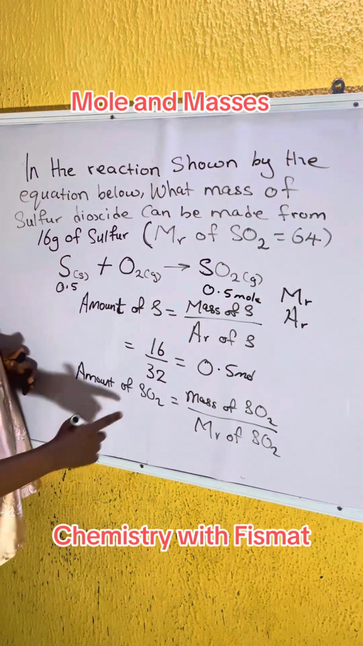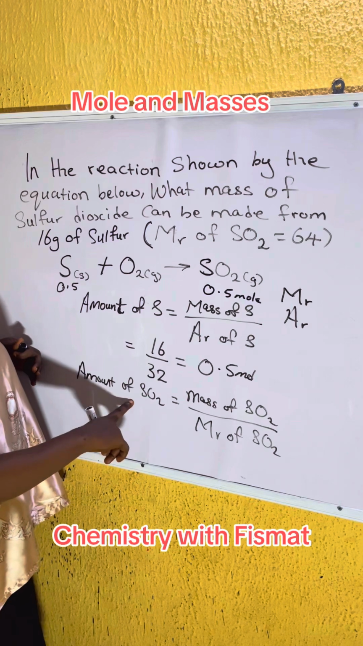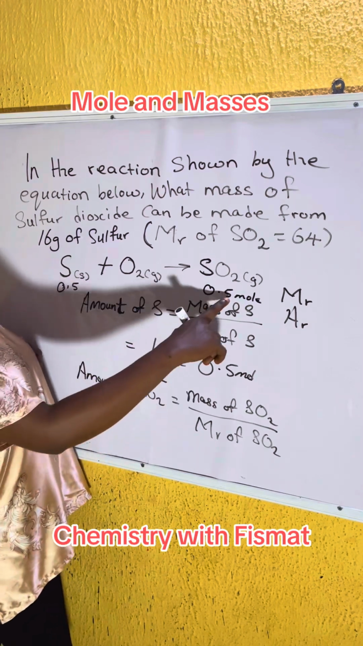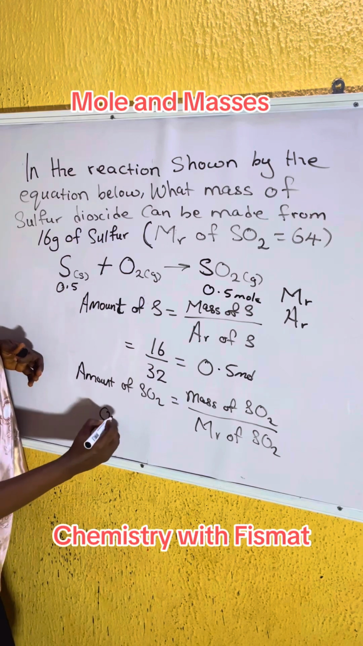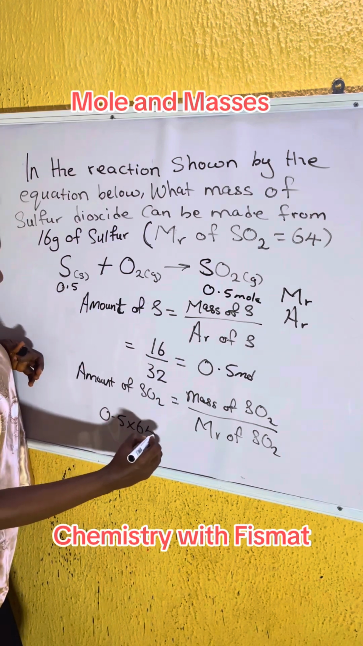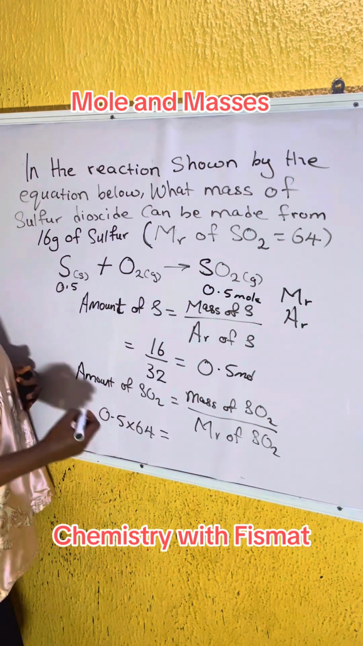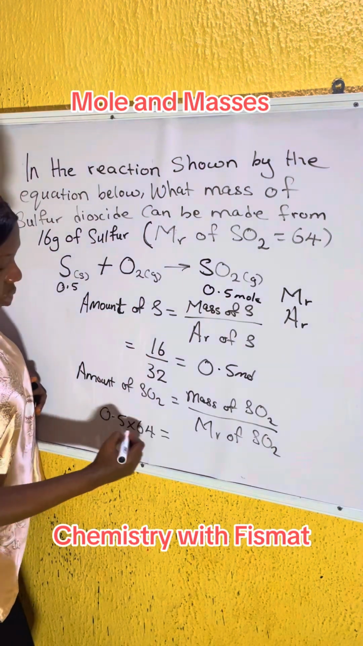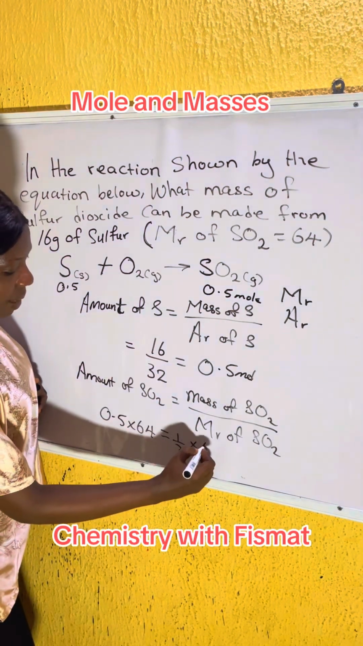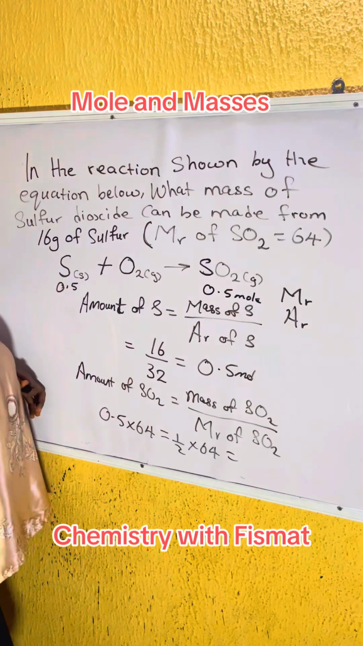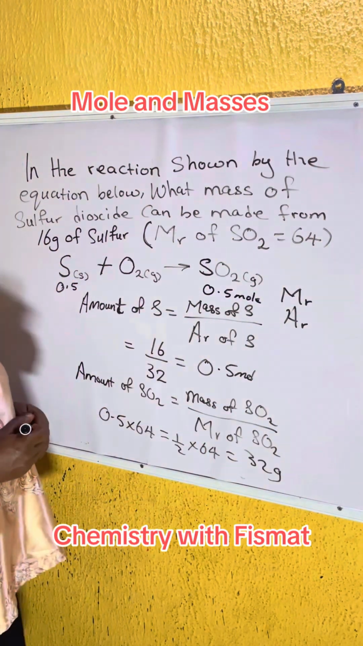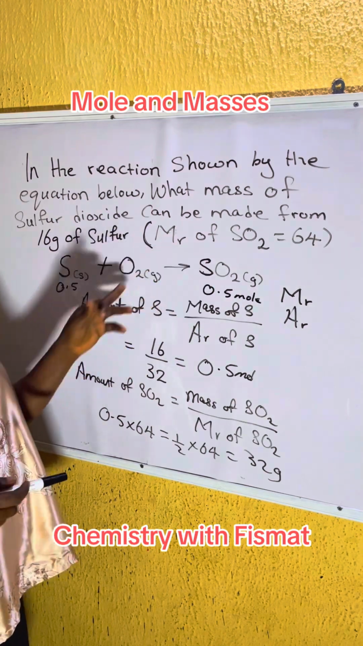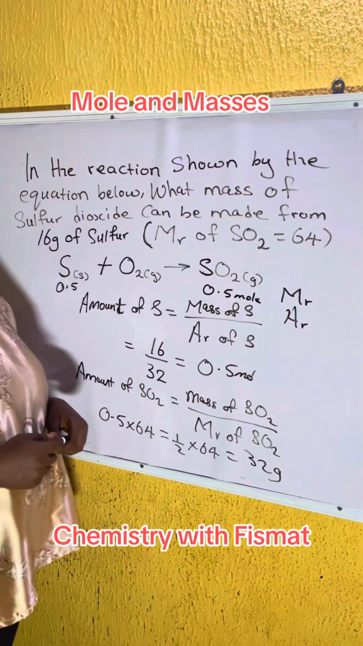So what do we have now? To get the mass, we multiply the amount, 0.5 mole, by 64. So here you have 0.5 times 64, which is equivalent to 1/2 times 64. And what do we have? 32. So we can get 32 grams of sulfur dioxide from 16 grams of sulfur.